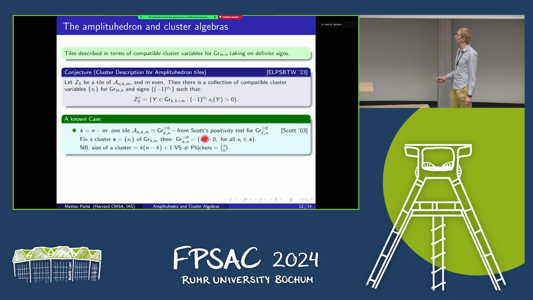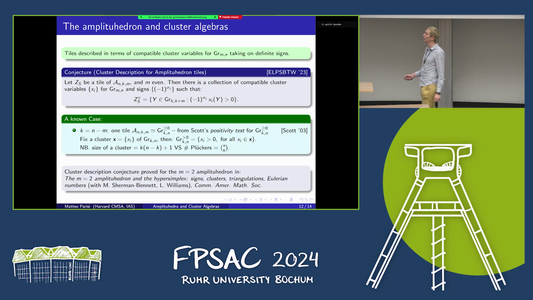Meaning that if you had to check all the Plucker coordinates to be positive, you would have to check n choose k Pluckers, whereas with this positivity test, you just need to check k times (n minus k plus 1), which is the size of a cluster in the Grassmannian, and that allows you to be sure that you are in the positive Grassmannian. So this can be thought of as a kind of positivity test for the tiles in terms of cluster algebras. This cluster description conjecture was proved for the m equals 2 amplituhedron in our paper in 2021.